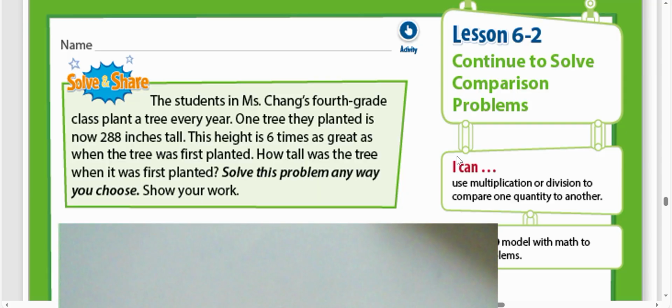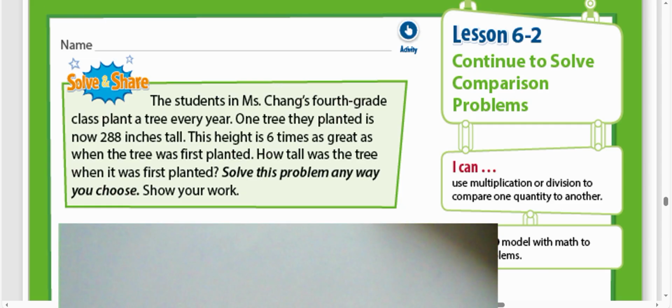Okay, students, look at the question. The students in Miss Chang's 4th grade class plant a tree every year. One tree they planted is 288 inches tall. Its height is 6 times as tall as when the tree was first planted. How tall was the tree when it was first planted? Solve this problem and choose the answer. Okay, think with me about this example.